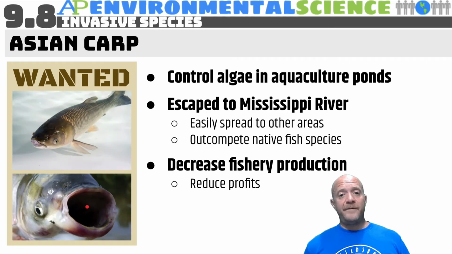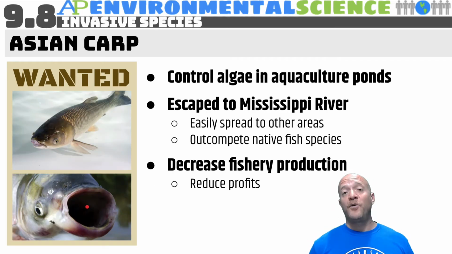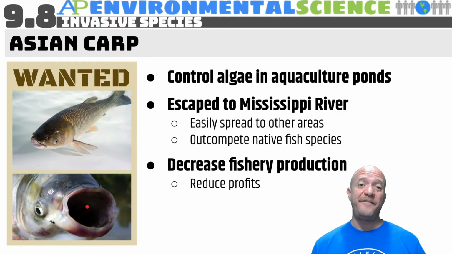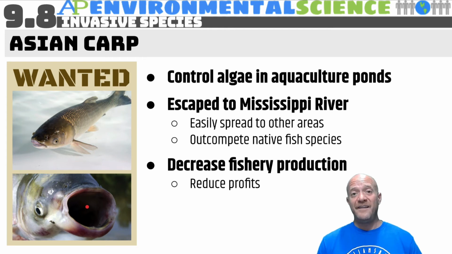The Asian carp was brought in to control algae growth in aquaculture ponds, and then it escaped to the Mississippi River and spread to other areas. It is a very highly competitive species, so it can outcompete native species. Eventually it reduced the production in nearby fisheries, which reduced profits for the fishermen.